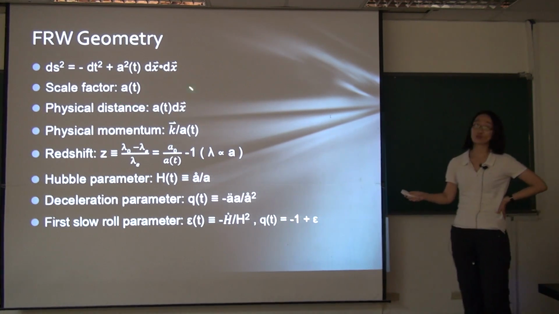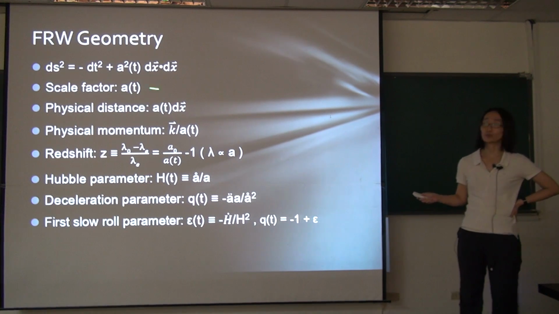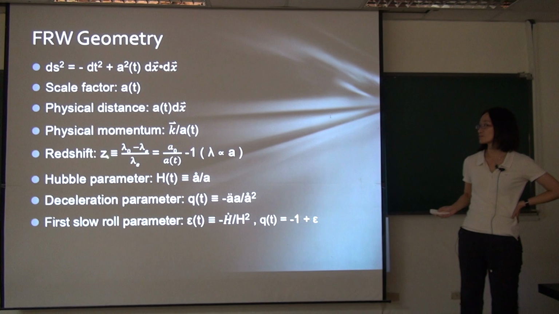And also, from this geometry, you might say, okay, if we know the scale factor, then we might know everything. However, what we really measure is not the scale factor. What we really measure is some parameter formed by the scale factor, for example, the redshift, Hubble parameter, deceleration parameter, or slow-roll parameter. The redshift, by definition, is the wavelength difference between the current wavelength and the wavelength of the photon originally emitted in the past. The wavelength is proportional to the scale factor, so you can get a relation between the redshift and the scale factor.